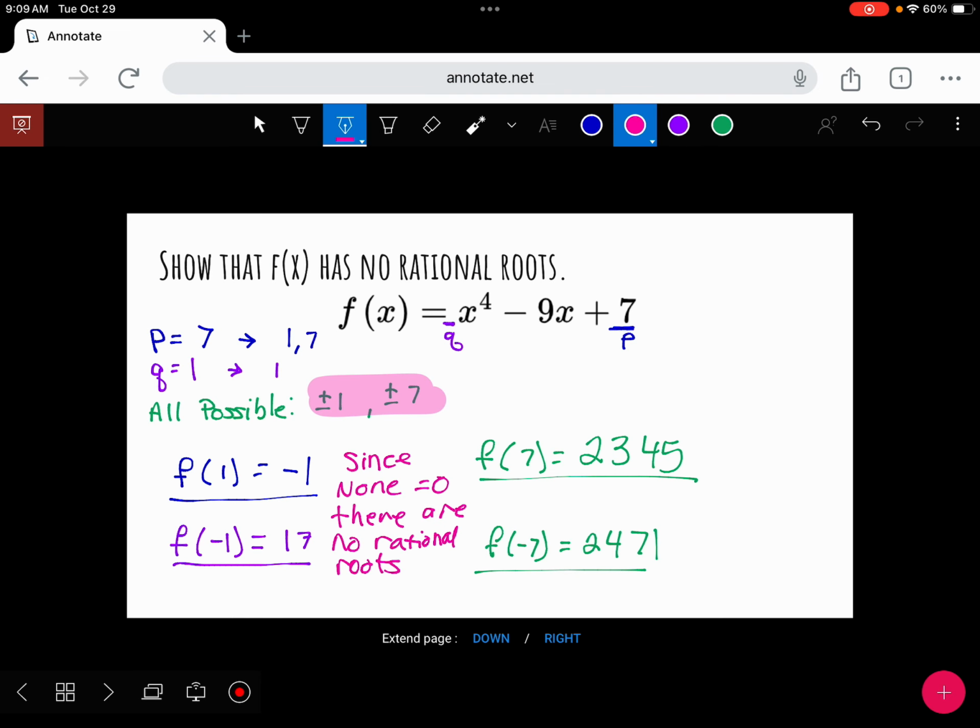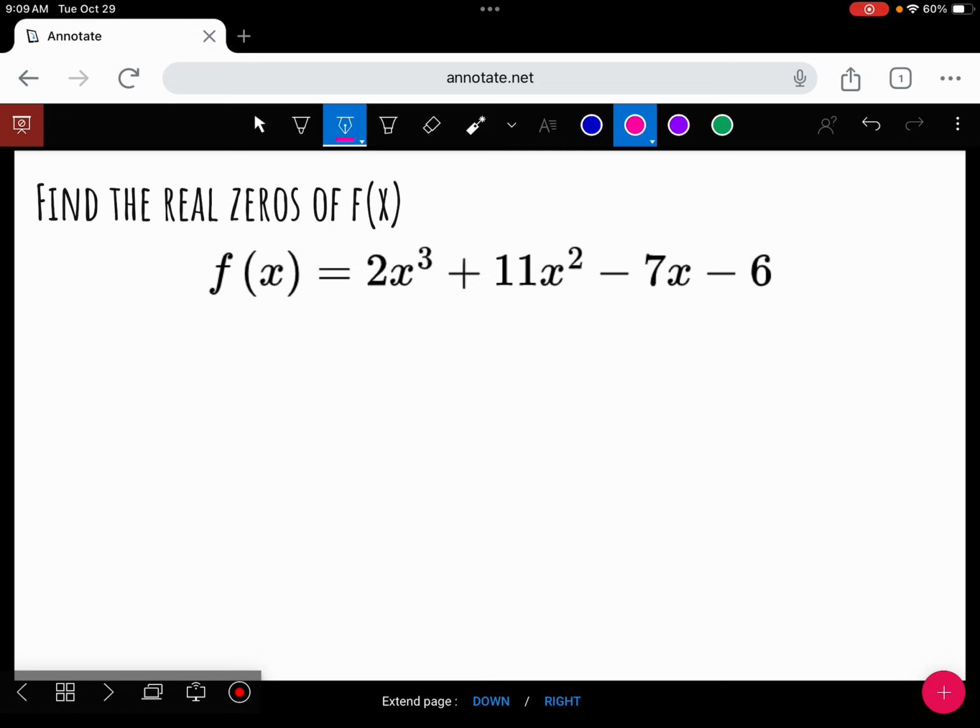Because now what we're going to do is take a polynomial and find all roots. That's what we're going to do most of the time today. So, anybody need more time on this one? So we are going to find all real zeros of this polynomial here. I've got 2x cubed plus 11x squared minus 7x minus 6.